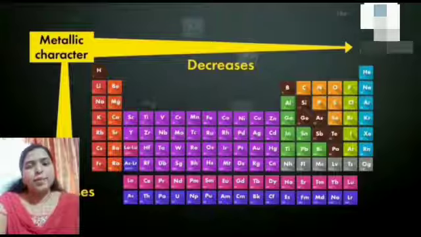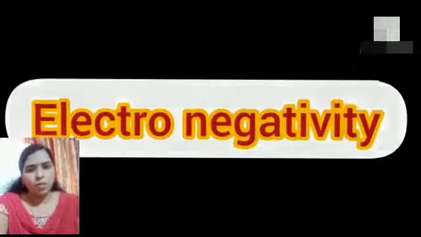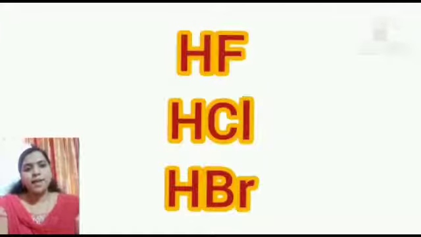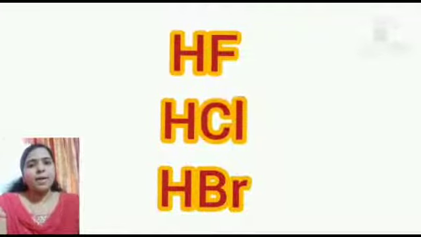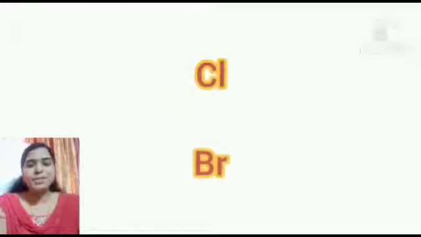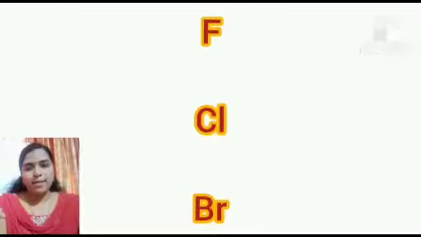Okay, next let us go to the next periodic trend. Here you can see 3 compounds of hydrogen. Children, we have studied that on going down a group, the metallic character increases. As we all know, fluorine, chlorine, bromine belong to the same group. So we can conveniently say that bromine is the most metallic and fluorine is the least metallic. If they are reacting with hydrogen, which one will pull the electrons easily from the hydrogen? Yes, that is clearly fluorine.